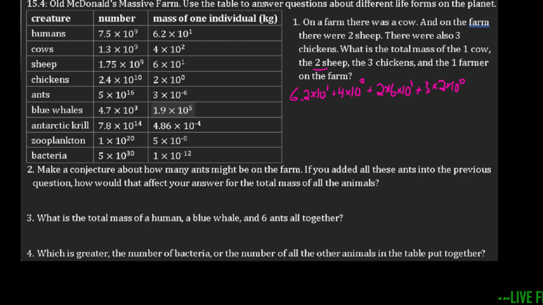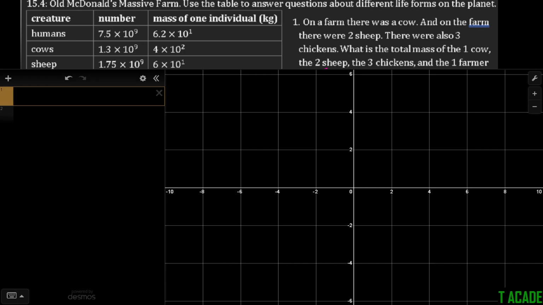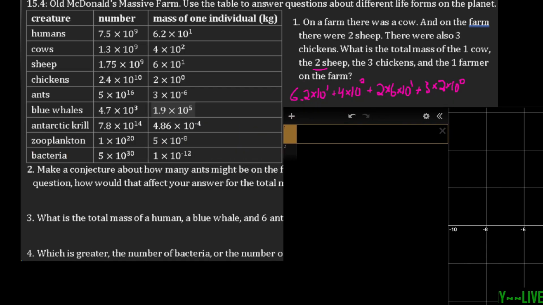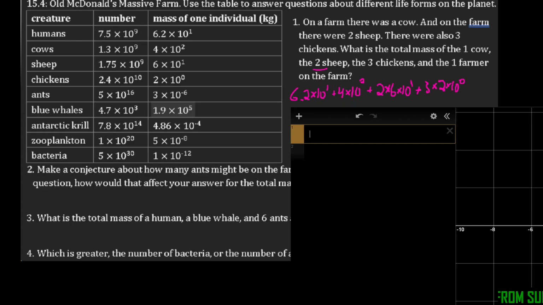So what I'm going to do is type this into Desmos. Let me share my screen with you. There we go. Let me move that down a little bit. So I'm going to be typing this in exactly as it looks. So I have 6.2 times 10 to the first power plus 4 times 10 to the exponent 2 plus 2 times 6 times 10 to the exponent of 1, and we have 3 times 2 times 10 to the exponent of 0.